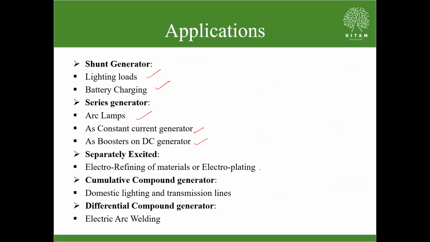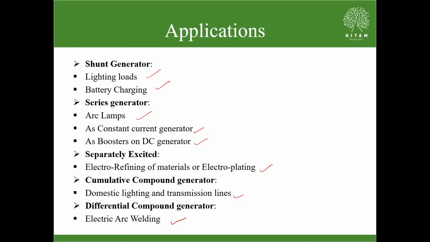Whereas for electroplating and electro refining, that is in industries, we can go for the separately excited. For domestic lighting and the transmission lines, we can go for the cumulative compound, and for electric arc welding, that is a pure mechanical portion, we can use the differential compound generators. Right, understood now the various applications of the different kinds of generators where we are going to use them.